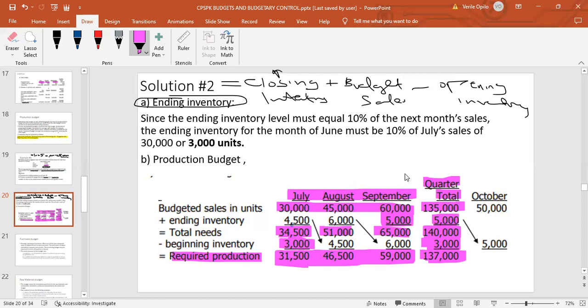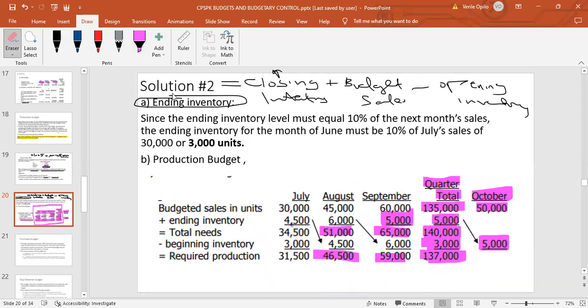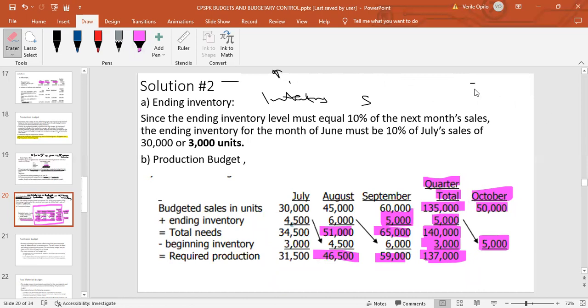So now this is the third quarter. When we start the last quarter of the year, that will be in October. In October, the expected sales will be 50,000, but you'll be starting off with an opening inventory of 5,000. So that is how a business can prepare its production budgets.